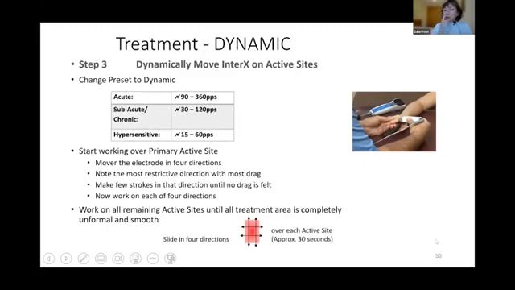And then you do dynamic treatment. Dynamic treatment you need to do using 3 sets. Yes, you use for hypersensitive 15 to 60, for chronic or subacute 30 to 120, and for acute 90 to 360. It's very logical, very straightforward. So before the dynamic phase, you change the preset, you adjust the intensity so they feel it, because normally it's going to go a bit down, and you start working.